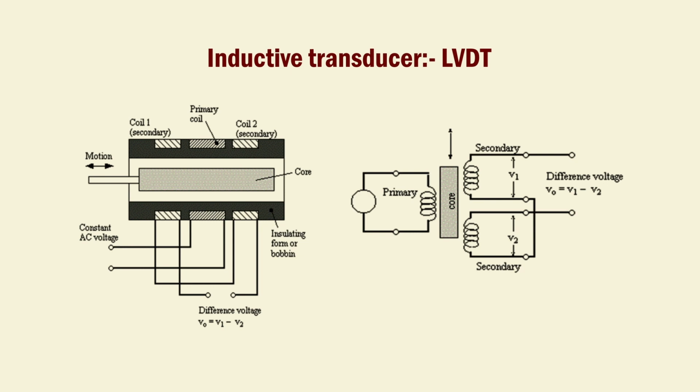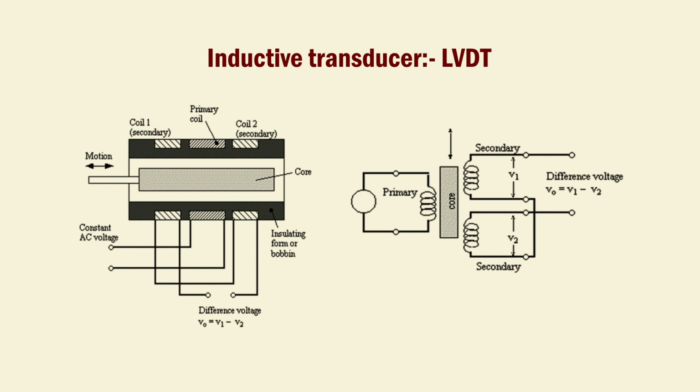The physical parameter to be measured has to be converted into the form of displacement. It consists of one primary winding and two secondary windings connected in series in such a way that the output voltage V0 is equal to the difference between the induced voltages V1 minus V2.